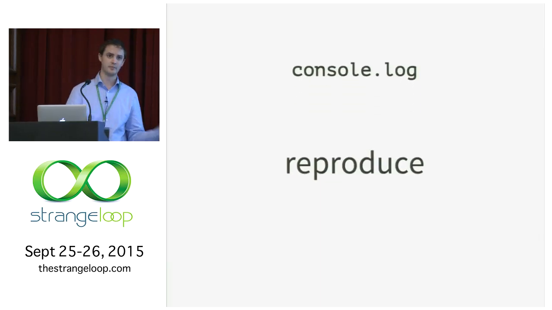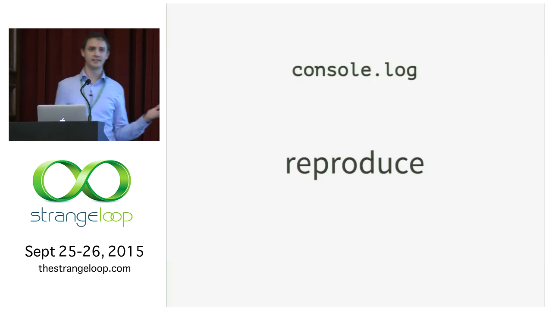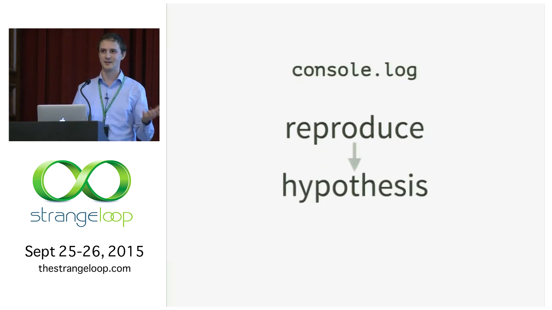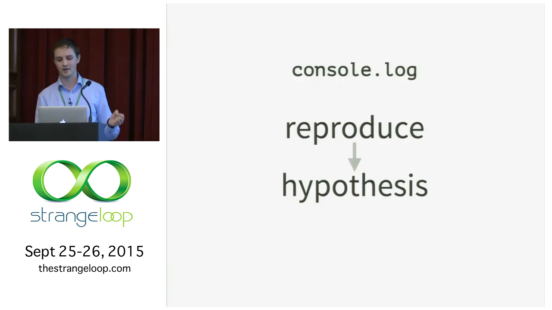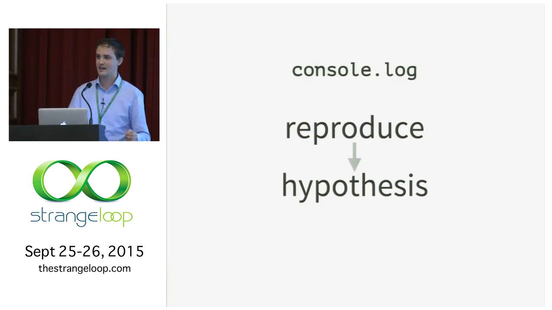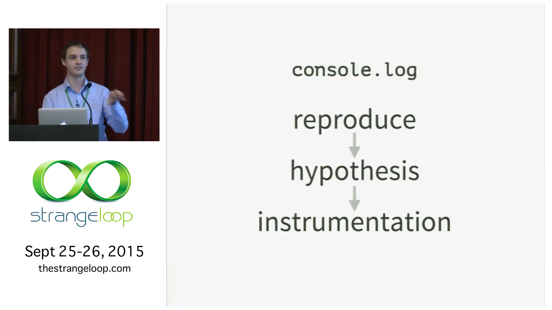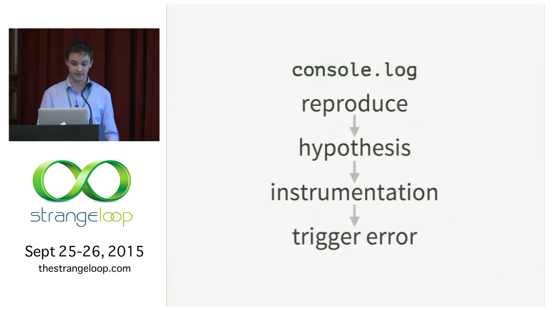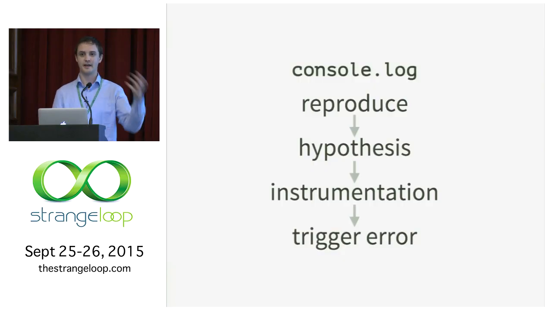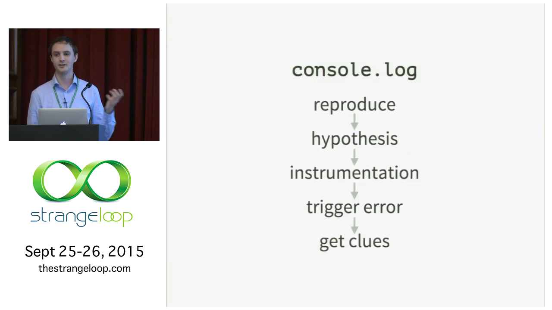First, we need to be able to reproduce the problem, right? And then we come up with some sort of hypothesis of why the program is doing what it's doing, why it is wrong. And once we have this hypothesis, we need to get the data to actually verify this hypothesis. And we add console.log statements, and this is called instrumentation, right? Adding measuring instruments to our program. And then we trigger the error again, so that we actually run the program. And we get back some data, and in the data there are some clues, right?